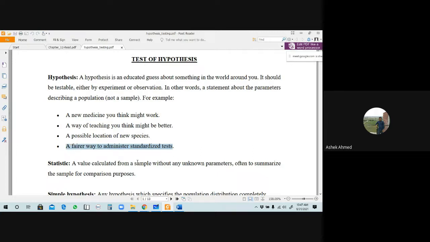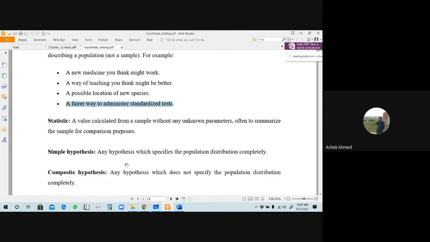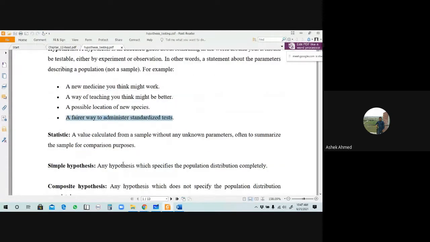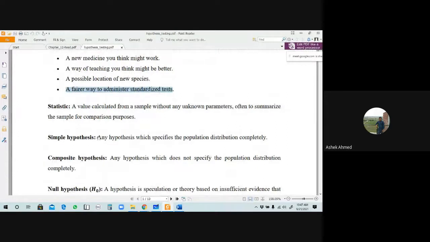Okay. Before discussing hypothesis testing, we'll discuss some definitions. First definition is statistic: a value calculated from a sample without any unknown parameter, often to summarize the sample for comparison purposes. Okay, that will be a statistic.